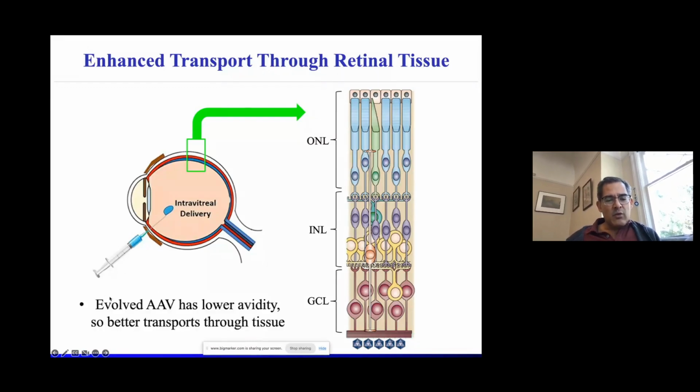So the variant that we created actually has lower affinity or avidity for heparan sulfate, so it transports through the tissue better. And furthermore, it has the capacity to bind to a novel receptor whose identity we've not yet cloned.